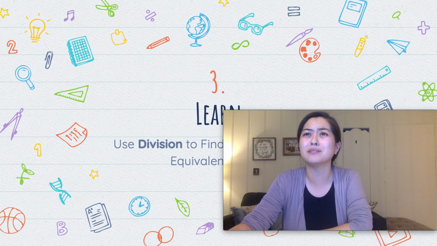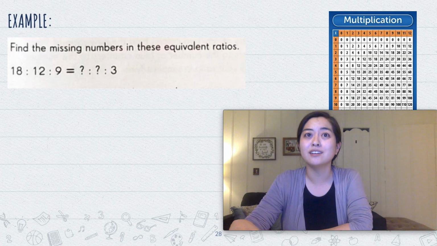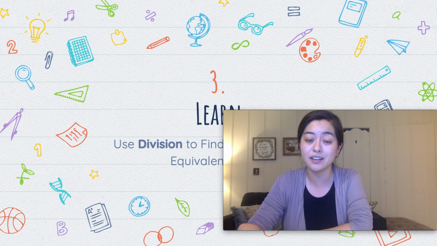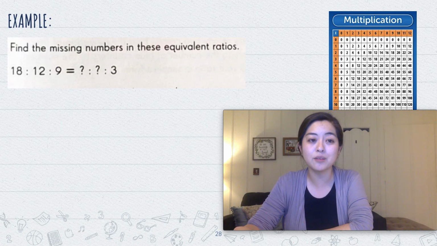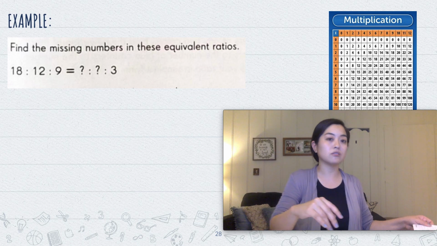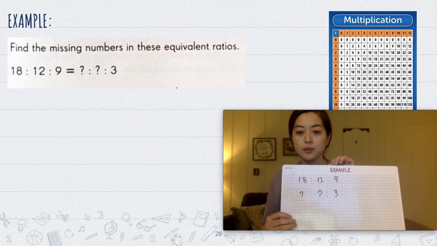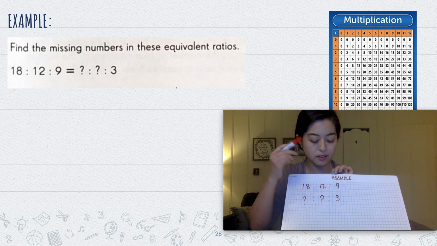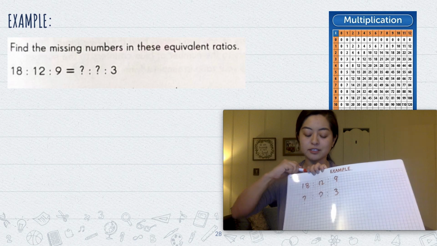Well, okay, so this here now says we're going to use division to find equivalent ratios with 3 quantities. That's what it says behind my video screen. Alright, so let's look at this example. Find the missing numbers in these equivalent ratios. Okay, so again, I like to stack them. So I stack the first terms together, the second terms together, and then the third terms together.